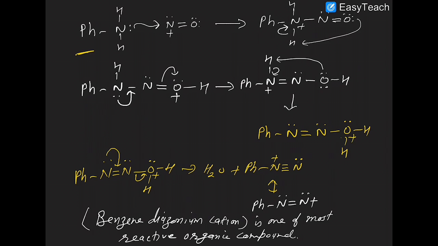Aniline has one lone pair on the nitrogen atom. This lone pair present on the nitrogen atom attacks the nitrosonium ion, because nitrosonium has an incomplete octet, so it is an electrophile. Why is it an electrophile? Because nitrogen does not have a complete octet. I am repeating once more: NO plus, the nitrosonium ion, is an electrophile because nitrogen does not have a complete octet.